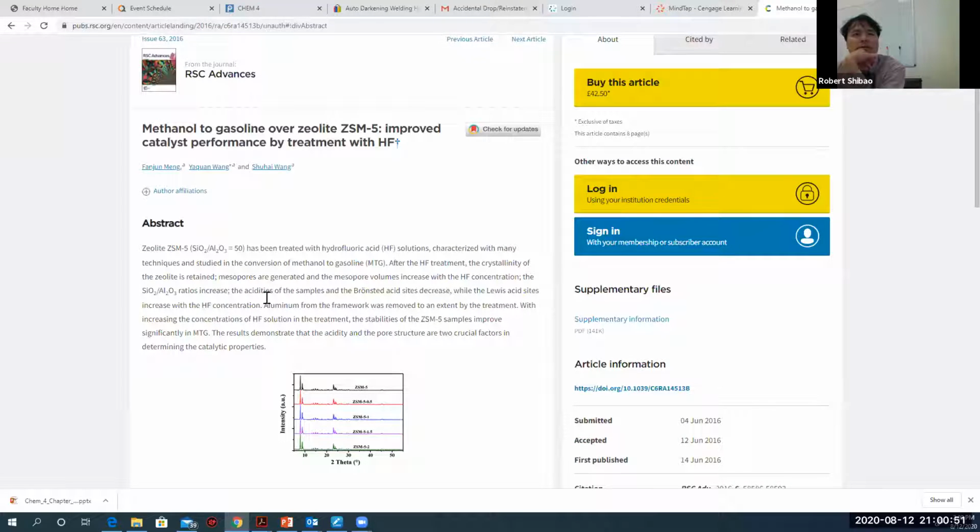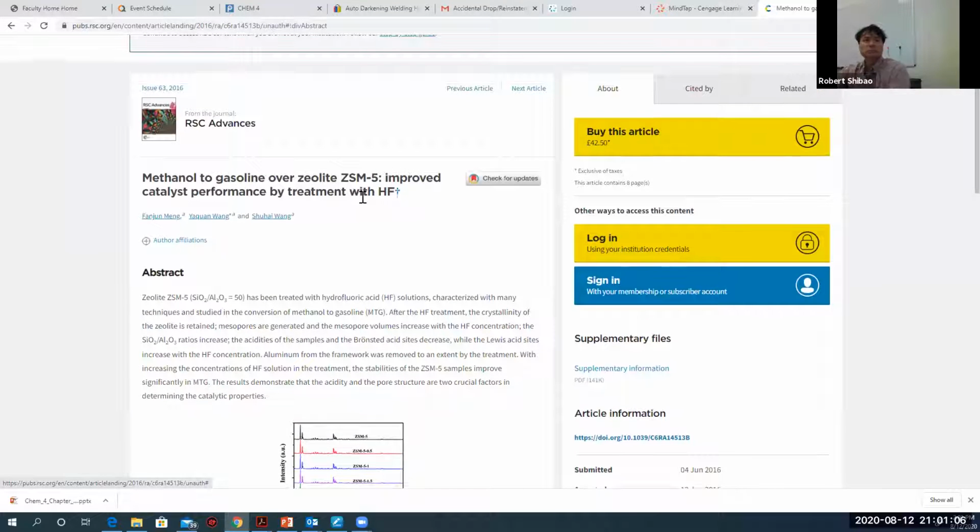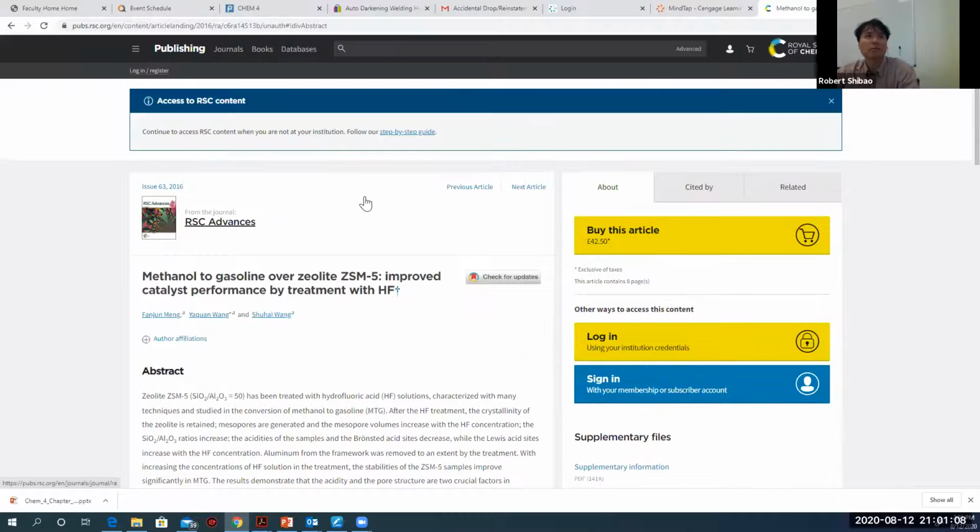But the silicate to aluminate ratios change. You know, the structure of this. Methanol to gasoline over zeolite, ZSM5, improved catalyst performance by treatment with HF. Okay.